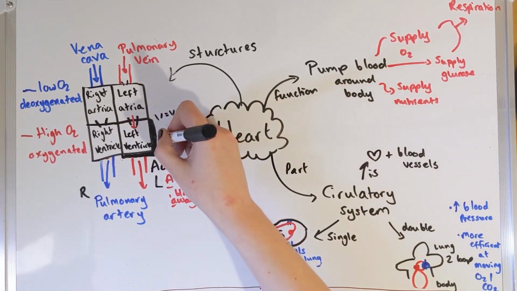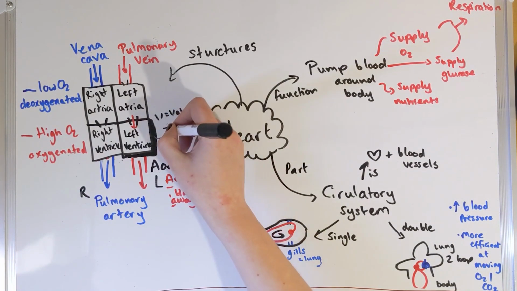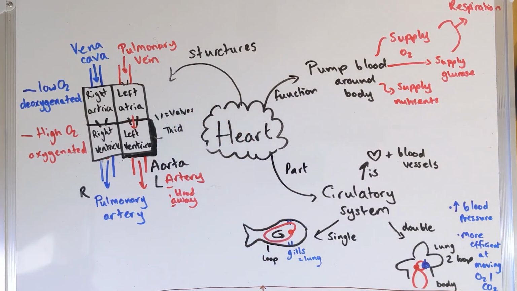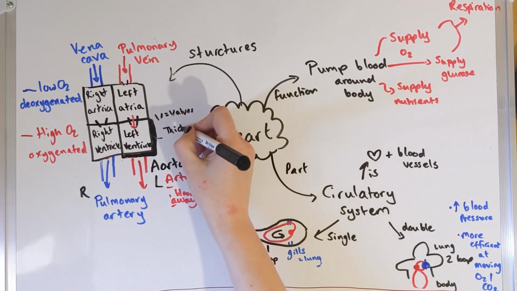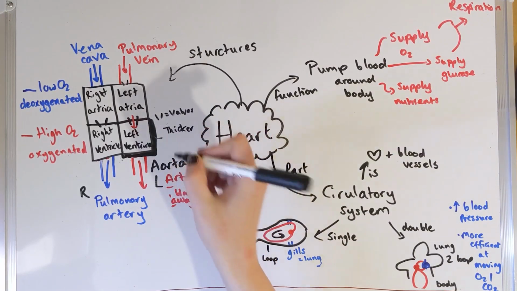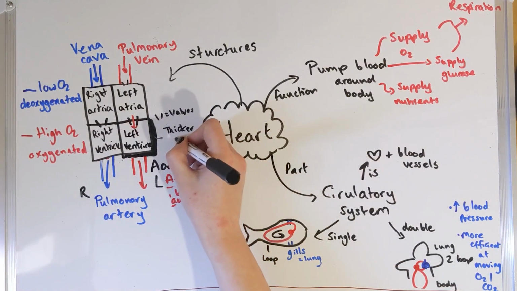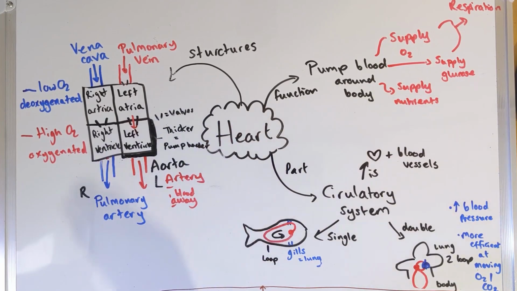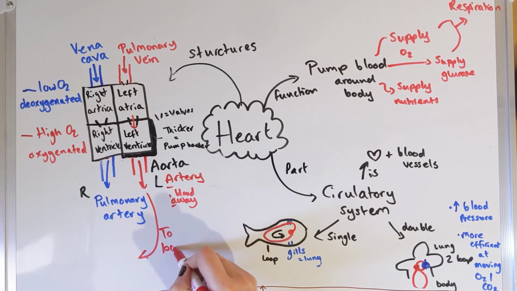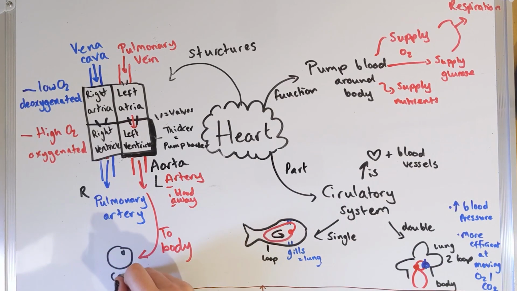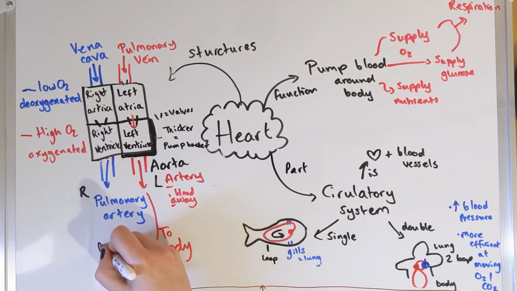Now this part of the heart is very, very thick because it needs to pump that blood quite far. Remember, that blood needs to go to the very tips of your toes and to the very top of your head to get that oxygen to all your cells. The thicker wall helps increase the pumping pressure. So then that blood goes to the body, into your cells, and is used in respiration.